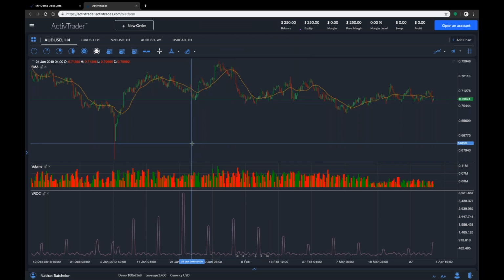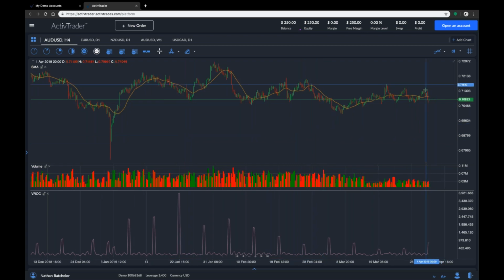Most commonly, the volume rate of change indicator can be used to determine fake breakouts in the market when markets are trading at new highs and volume is low. So you can see there, it's a very interesting indicator to apply to your price charts.